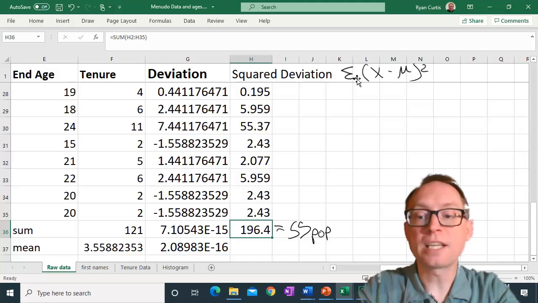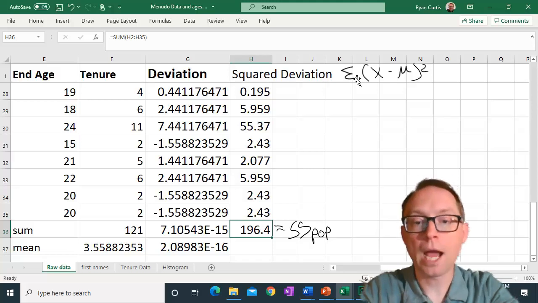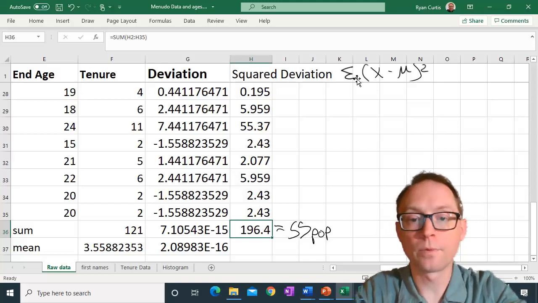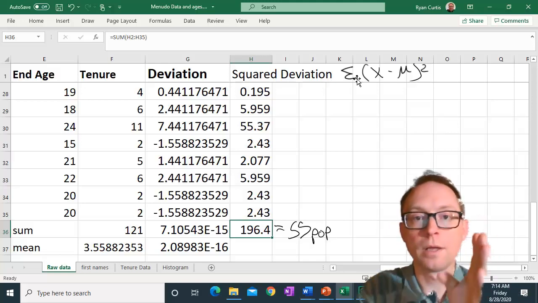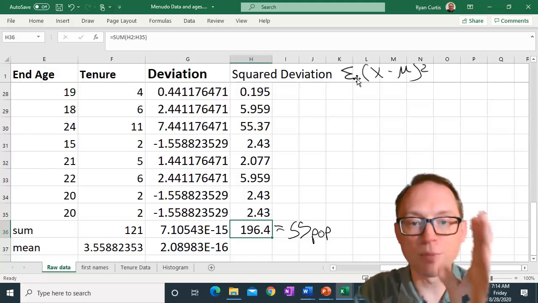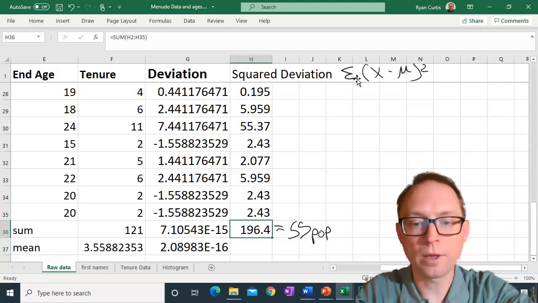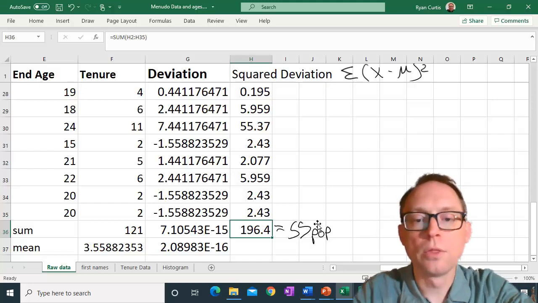In the next video, we're going to talk about how you take that sum of square and what you do with it from there. Remember, the goal is going to be, how strange is Ricky Martin? That's going to be the goal, trying to figure that out, okay? How strange is Ricky Martin is coming up. So this is for the population.